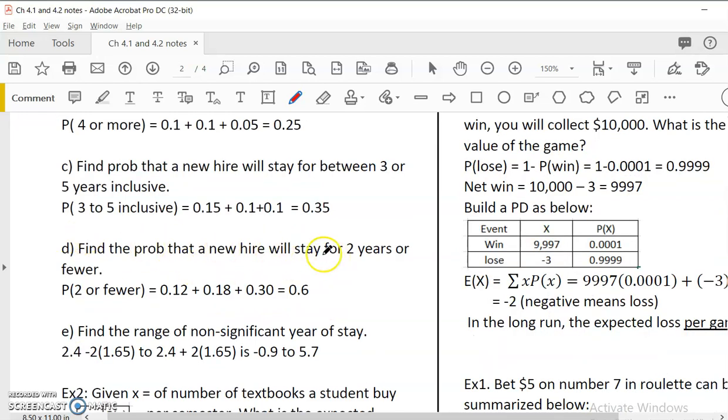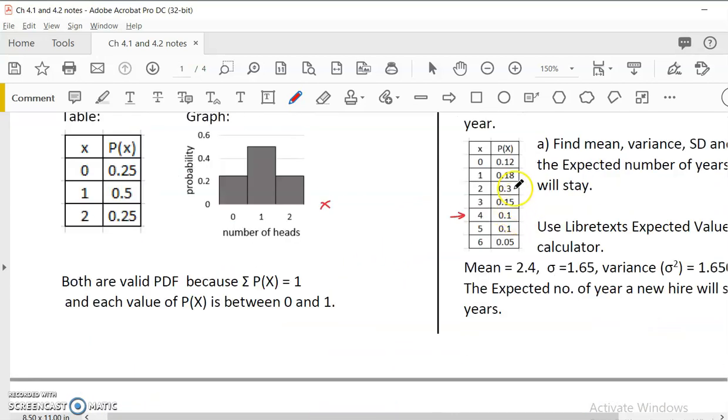Find the probability that a new hire will stay for 2 years or fewer. What does 2 years or fewer mean? That means less than 2 years or equal, right? So it's 2 years or below, or at most 2 years. So it'll be 0.12, 0.18, and 0.3.